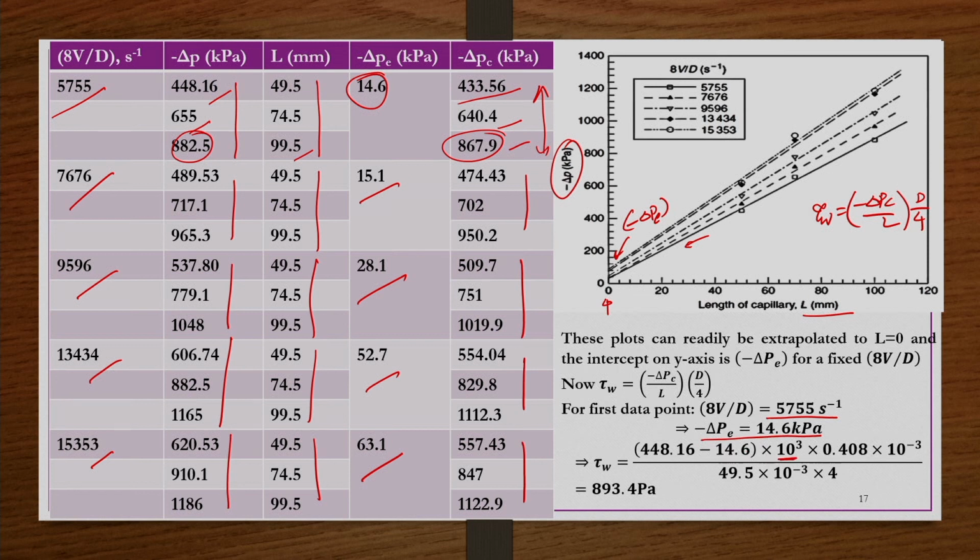433.56 kilopascal, so 10 power 3, then multiplied by D, which is 0.408 mm capillary, multiplied by 10 power minus 3. So, you get meters. And then L for the first case is 49.5 mm, first capillary, multiplied by 10 power minus 3 because it is given in mm. So, we are getting meters, divided by 4. So, as it is, you will get 893.4 pascals corresponding to this point.